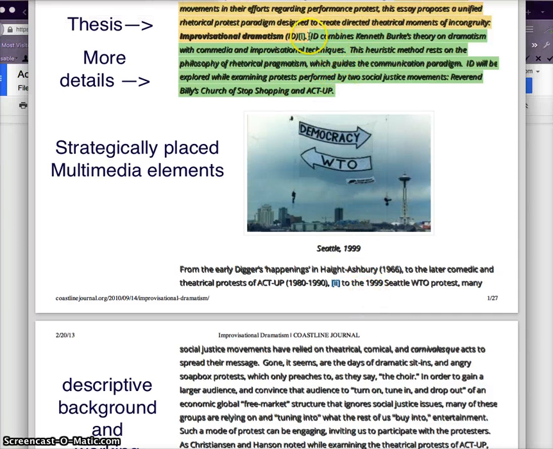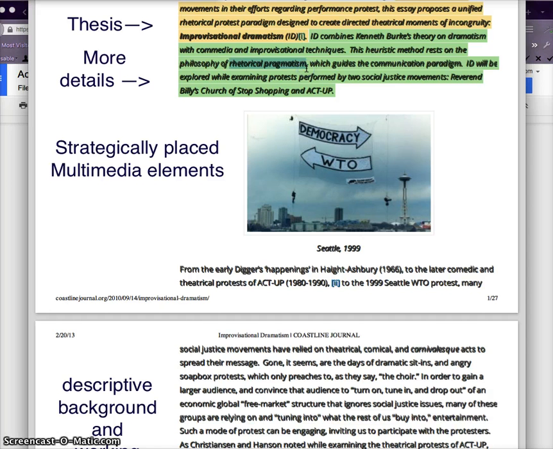I explain what ID is, or improvisational dramatism. I explain that it rests on an earlier theory by Kenneth Burke called dramatism, but I'm going to combine his theory with theatrical elements in commedia and also improvisational techniques in order to direct the improvisational process. And then I'm going to say that it also rests on this idea of pragmatism, what is called rhetorical pragmatism.